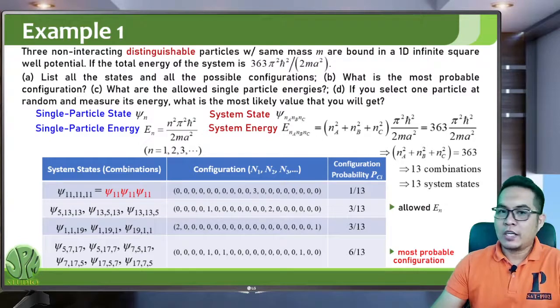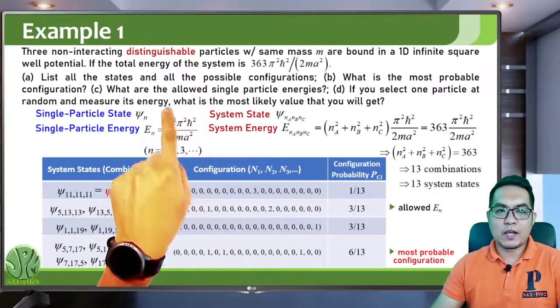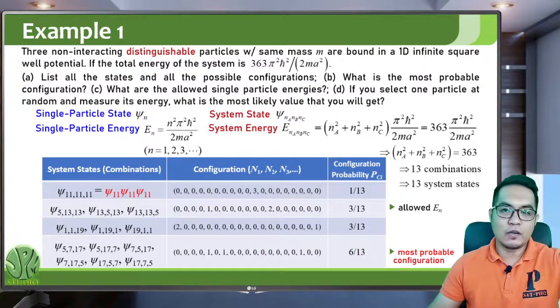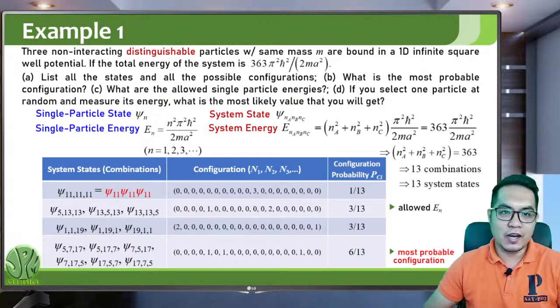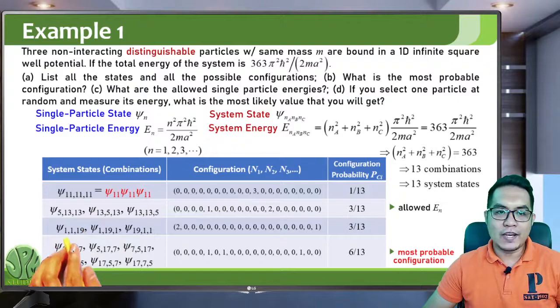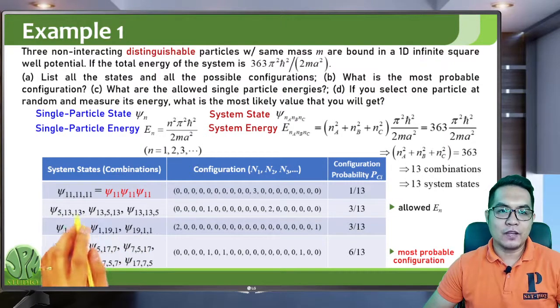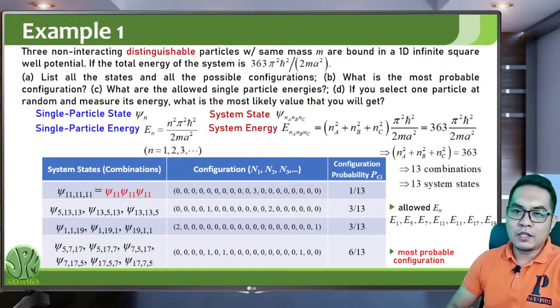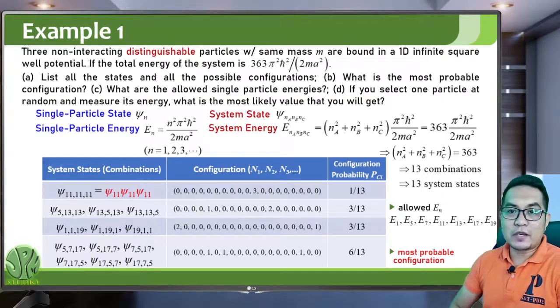Okay. And for the letter C question, what are the allowed single particle energies? Then you will notice that there are only certain single particle energies that are allowed. So 1 is allowed, 5 is allowed, 7 is allowed, 11 is allowed, 13 is allowed, and 19 is allowed. So there are actually 7 allowed single particle energies: E1, E5, E7, E11, E13, E17, and E19.